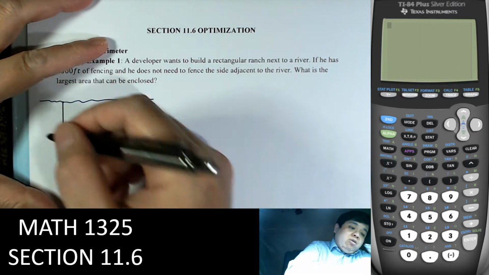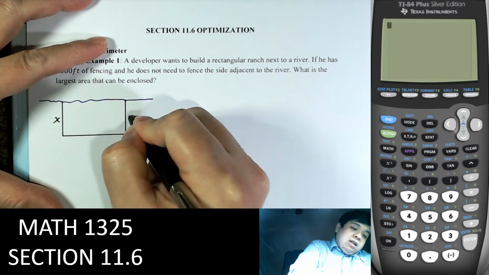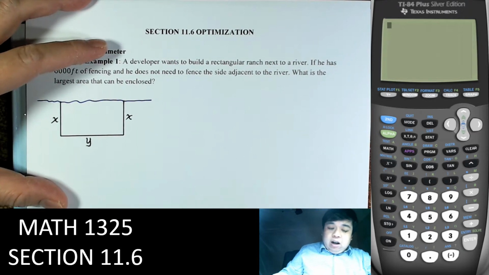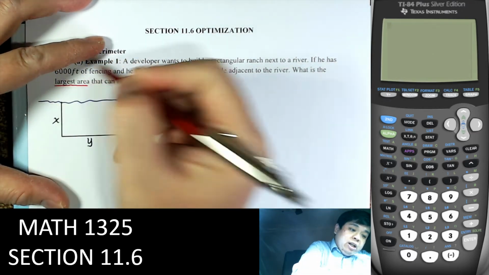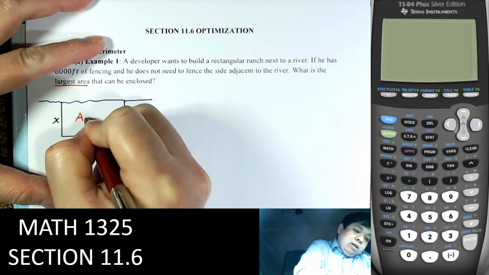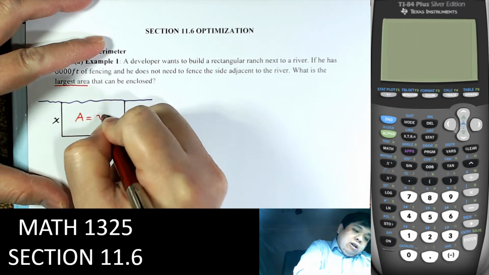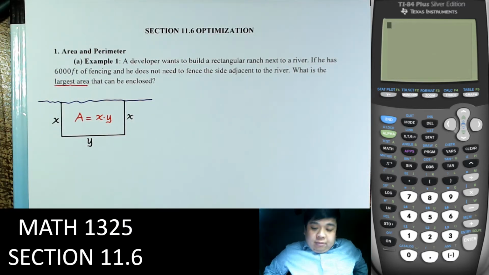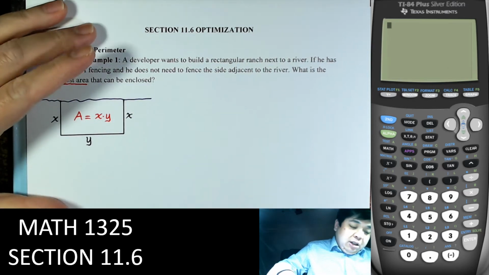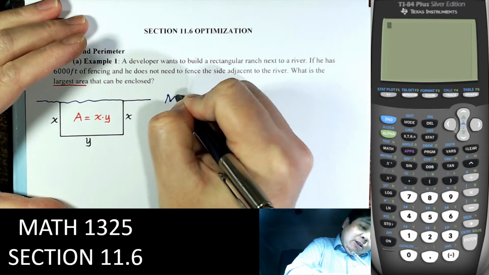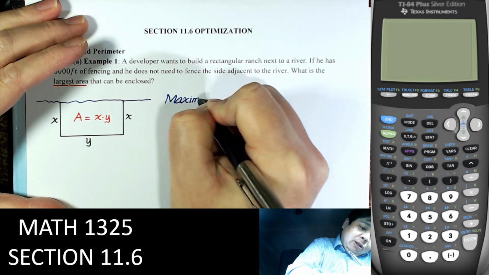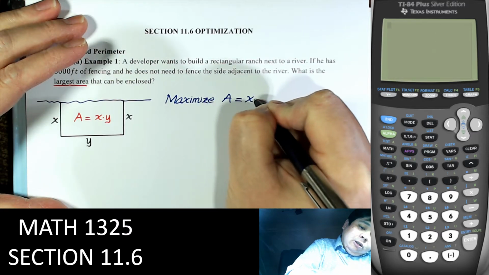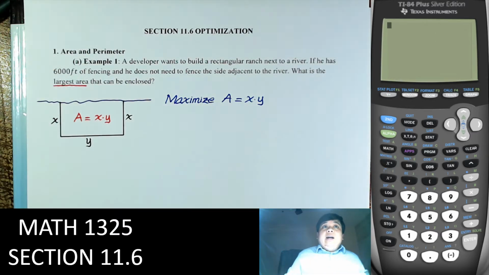Correct. Now, if it is a rectangle, this is x, and this will be y. We want to find the largest area, meaning that we need to find the area. In this case, it is x times y, length times width. So we need to maximize that. So the problem is maximize area. Now there's a problem with this.